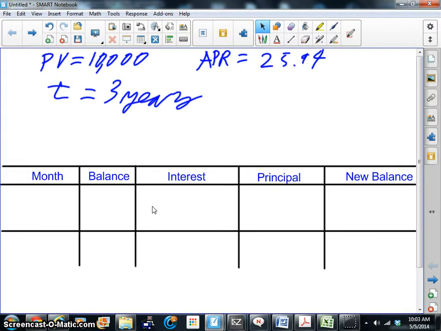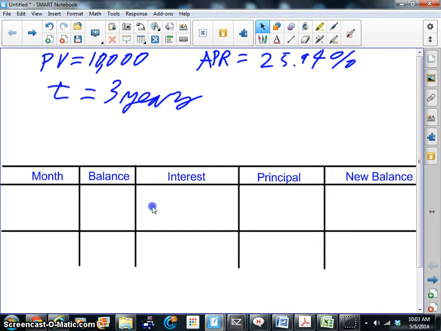We're going to be talking about understanding debt and how we're paying it off. We have a particular situation where we have a debt of $10,000 on a credit card, an APR of 25.94% interest. I have to make sure I put the percentage because that's a percentage, and we have T equal to 3 years. So this is what we're going to be doing right here.